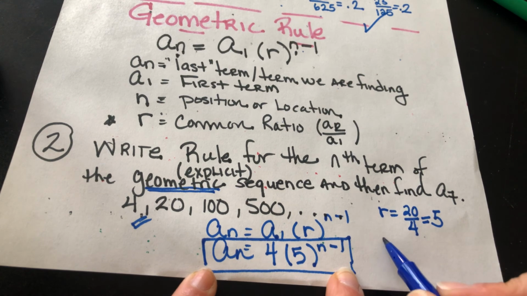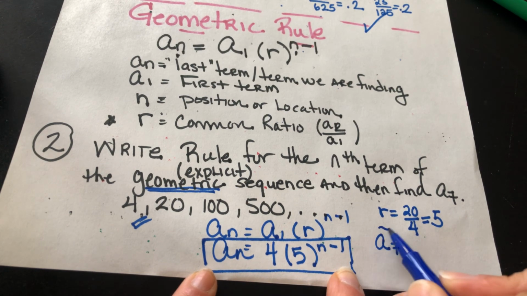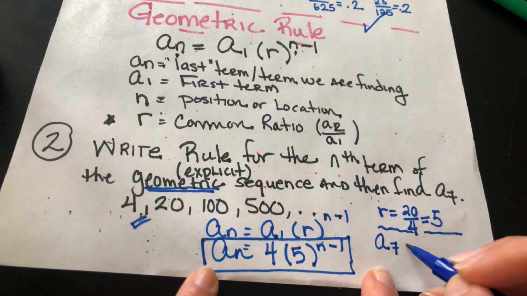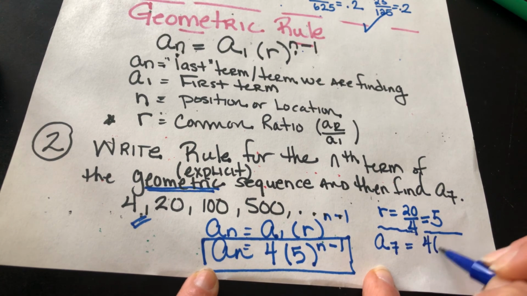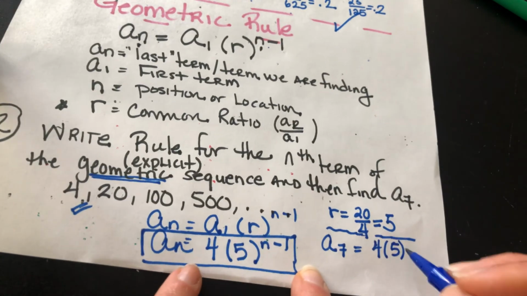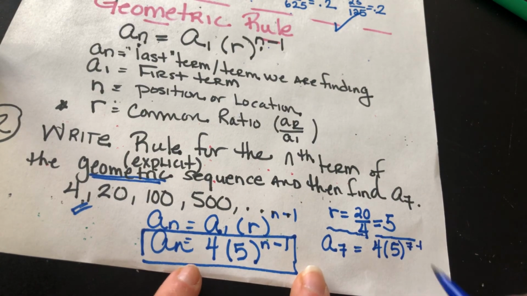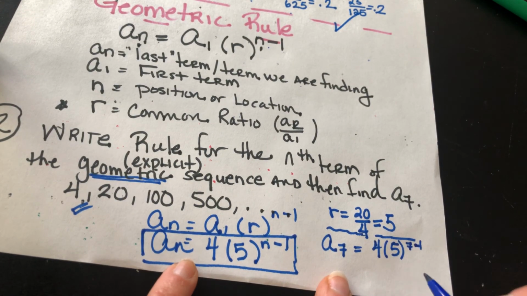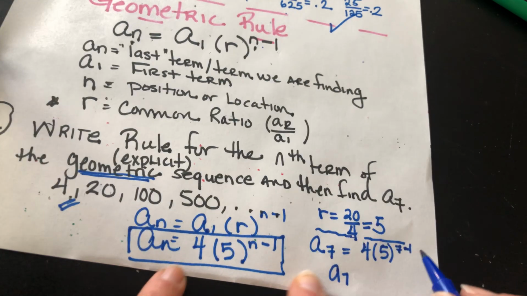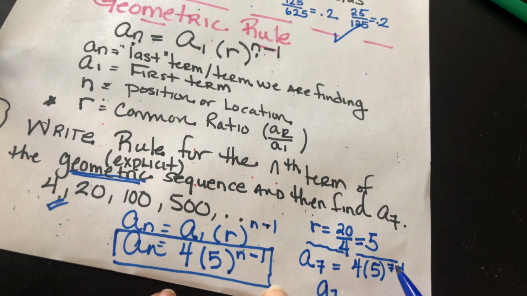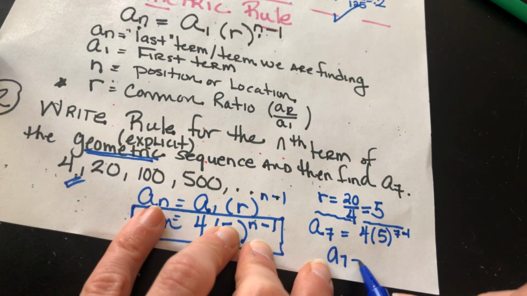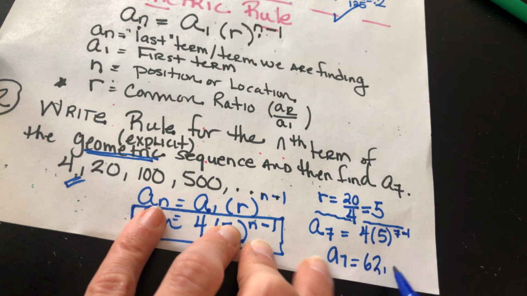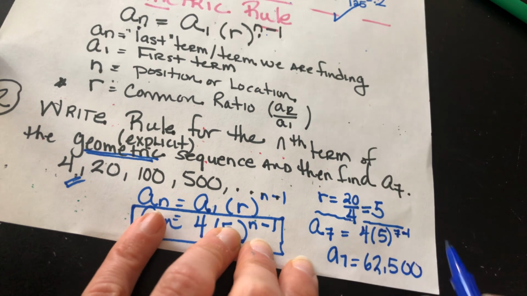Then if I ask you to find a sub 7, well, you do the same thing you did again. 7 means substitute that in for wherever you see n. So it'd be 4 times 5 to the 7 minus 1. If you had a calculator, you use a calculator, but please understand. Again, you're doing 7 minus 1, which is 6. 5 to the 6th, then you times it by 4. And if you do it in the calculator, you will get 62,500.